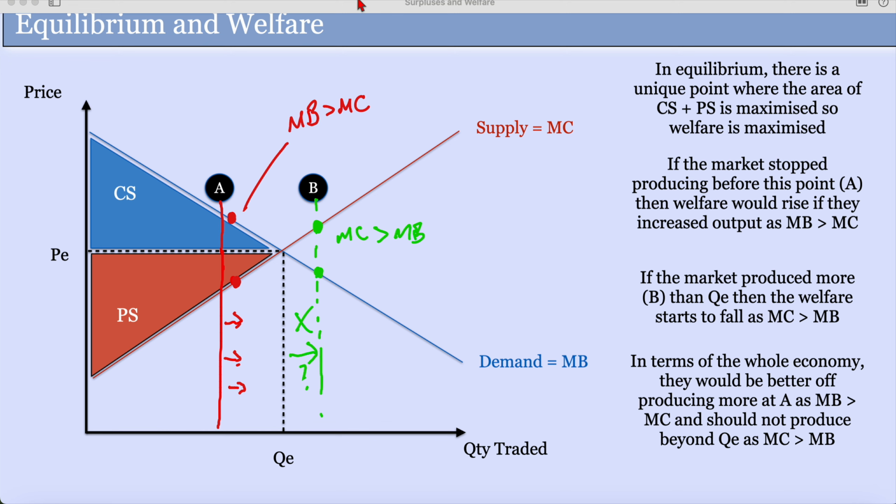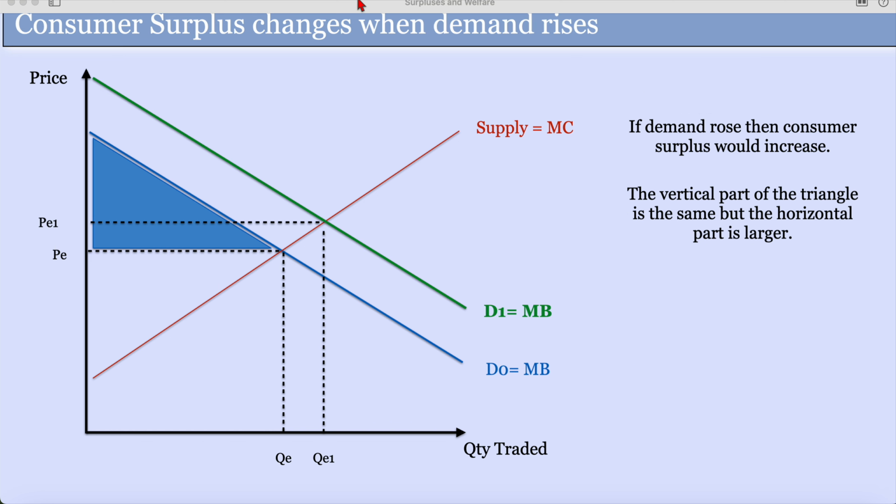Now in the next section we're going to have a quick look at how those surpluses change, and we'll take them one at a time. Okay, we'll do the consumer surplus first, and we'll say what happens to the consumer surplus when demand rises. So I've given you a shift in demand. So this is the old surplus. You should always find the old surplus and then say what's the new surplus.